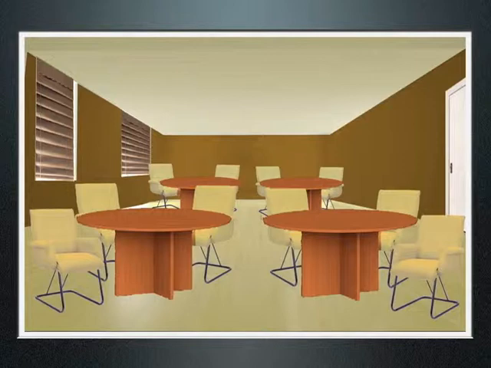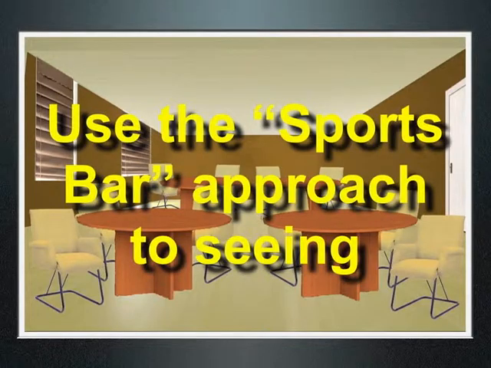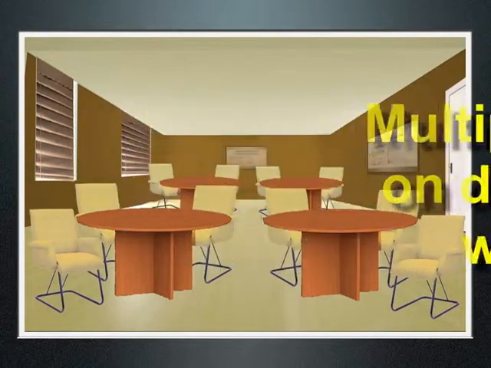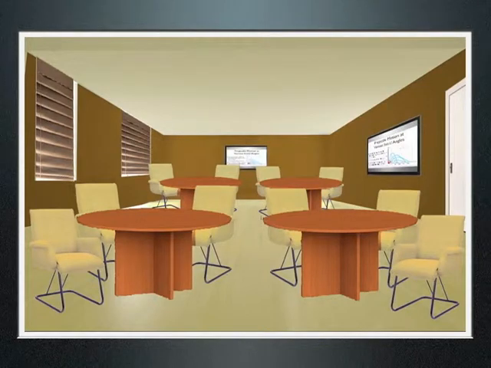Now, if the students are all facing in different directions, you can't put a whiteboard on one side of the room and have the instructor stand at that whiteboard. So instead, we use the same approach they use at sports bars. We put a television on every wall. That way, no matter what direction the student is facing, they can see the television and they can participate in their group while watching what's happening in the presentation.